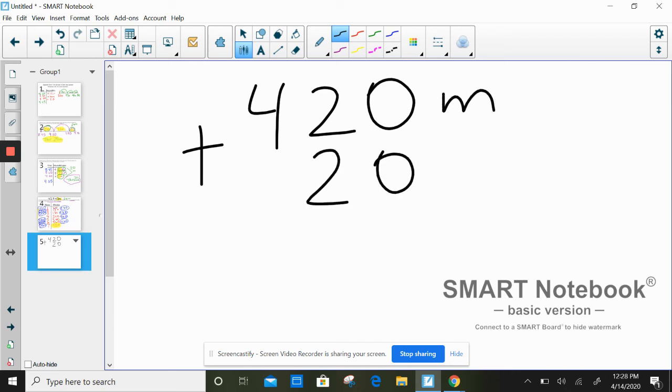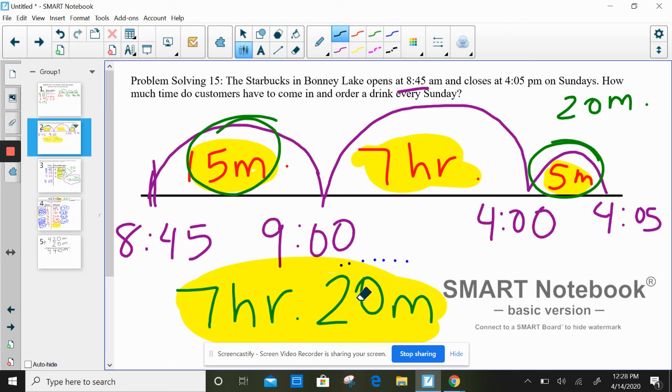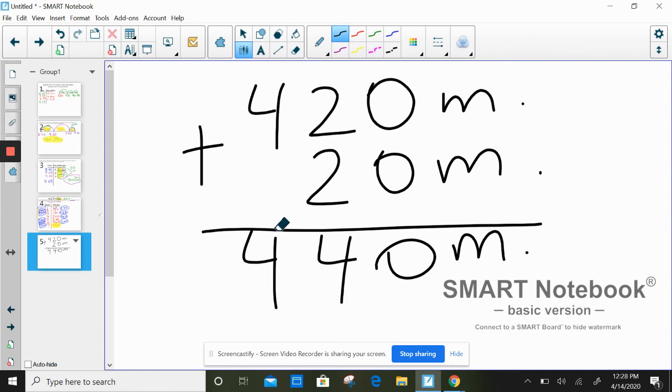Because now we have minutes for both, right? And that would just be 440 minutes. So that means that the Starbucks is open for 7 hours and 20 minutes every Sunday, or you could think about it as 440 minutes.